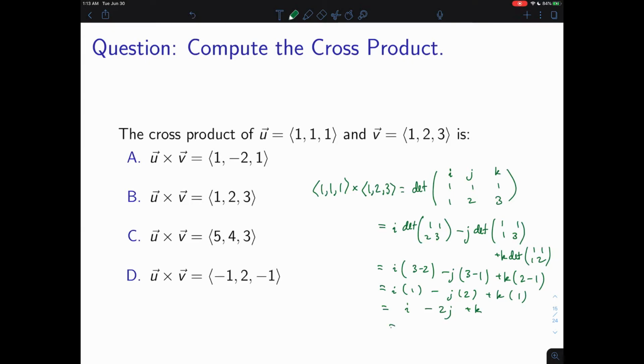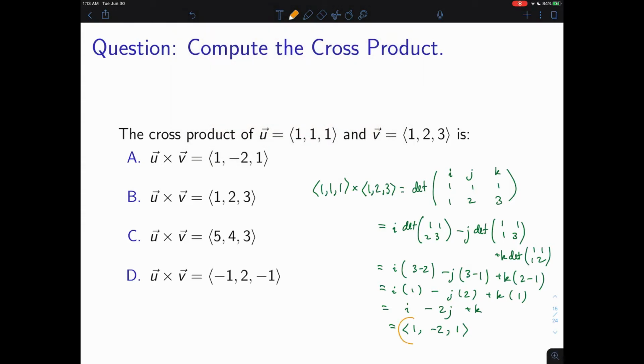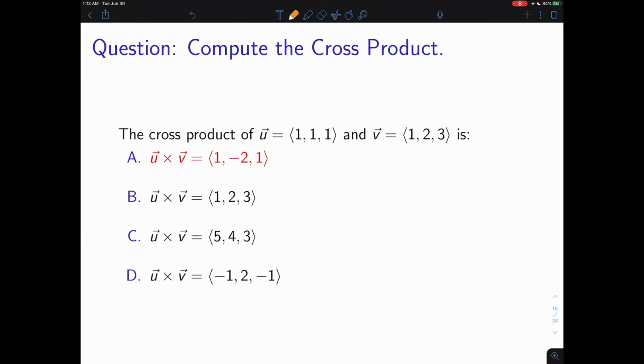And all the answers are written with angle brackets. So I guess we should write our answer with angle brackets. And then when it's written that way, you can match it up. Looks like this matches with A. Looks like A is our answer.